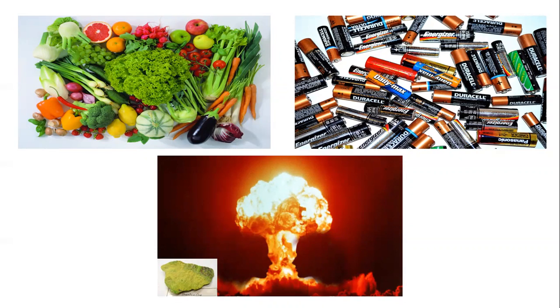Chemical energy is stored in the bonds between the atoms of compounds. For example, food and batteries both contain chemical energy. Nuclear energy is stored in the nuclei of atoms because of the strong forces that hold the nucleus together. Nuclei of radioactive elements such as uranium are unstable, so they break apart and release the stored energy.